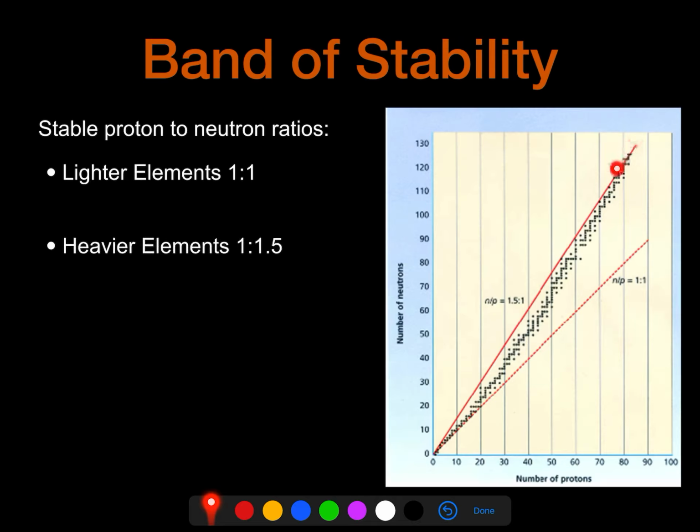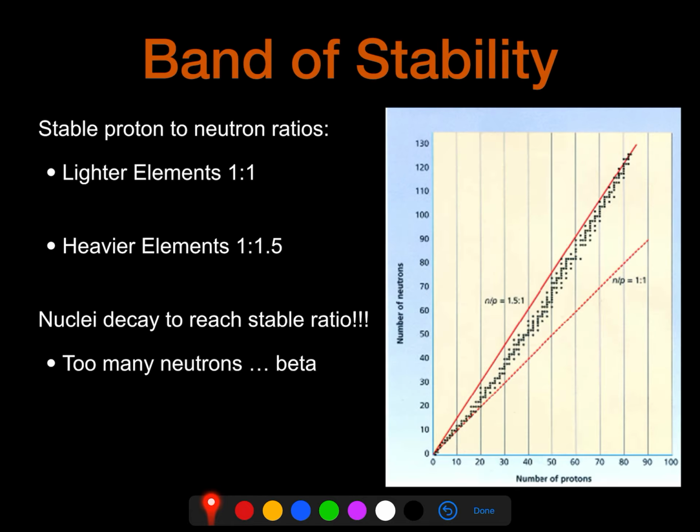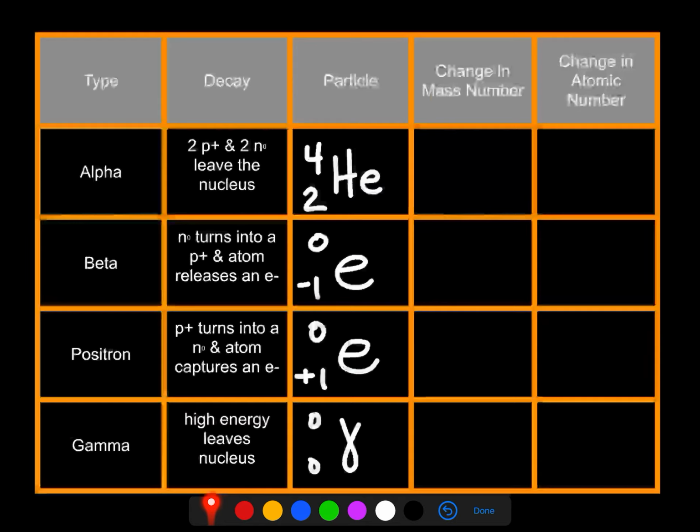And then heavier elements are along this 1 to 1.5, and so we see that the heavier elements tend to be closer to there. And then the ones in the middle, of course, are kind of in between there. And those are the most stable isotopes. The nuclei will decay to reach that stable ratio if it's not in a ratio that falls between those lines that are optimum for whichever type of element it is. If there's too many neutrons, they could undergo beta radiation, and too many protons, positron. We also have alpha decay as well. And so we're going to take a look at all three of those.